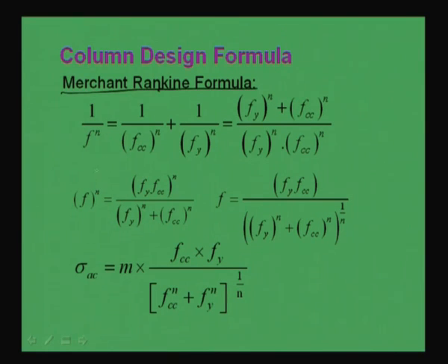What is that Merchant Rankine formula? It states that 1 by f^n is equal to 1 by fcc^n plus 1 by fy^n, where fcc is the critical stress due to buckling and fy is the yield stress of the steel, right, and f is the allowable stress which comes from these two stresses, meaning the resultant stress. If we find the resultant of this 1 by f^n, f^n will finally become (fy × fcc)^n by (fy^n + fcc^n).